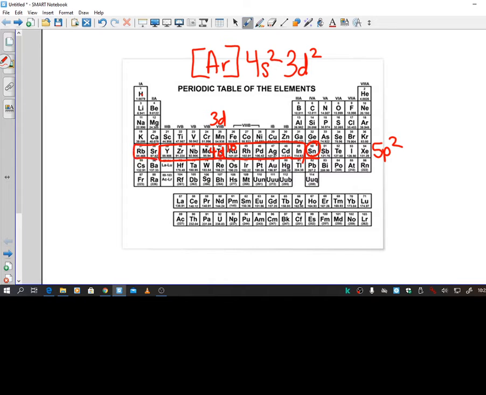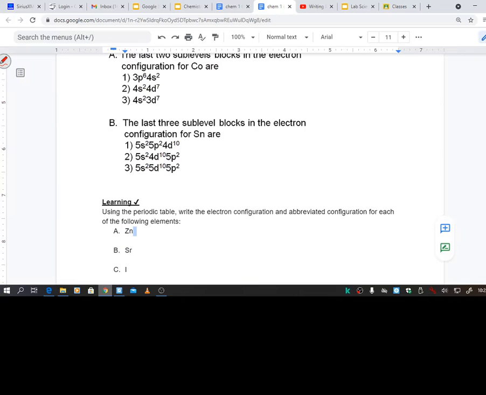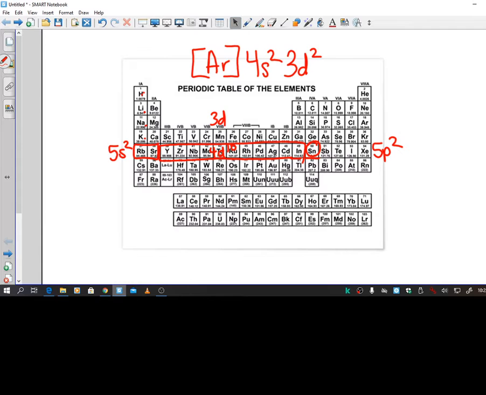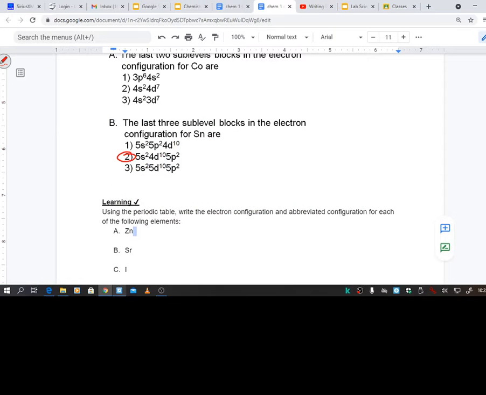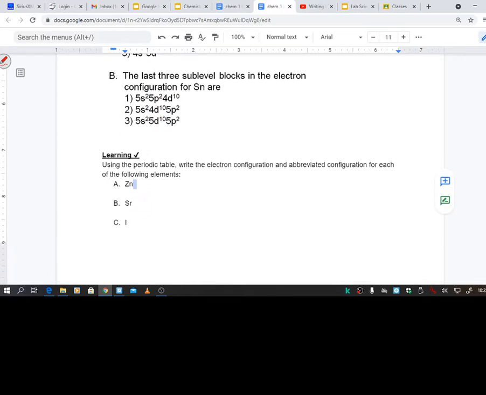Then I need to go and figure out what this is. And this is 1s, 2s, 3s, 4s, 5s. So 5s2, 4d10, 5p2. That is the last three sublevels. So 4d10, it was this one right here, right? Now I gotta go back to it. Yes, 5s, 4d, 5p. All right, so it's the second one. Okay, let's go down to the next one and check.